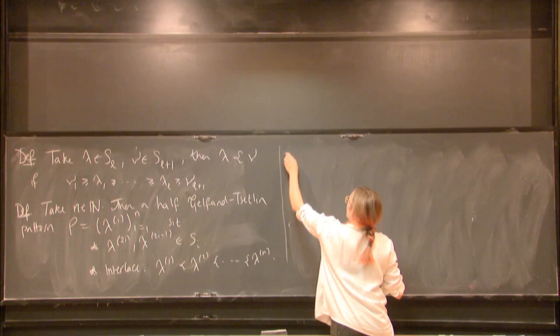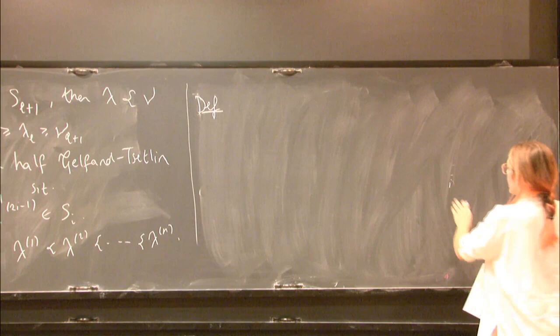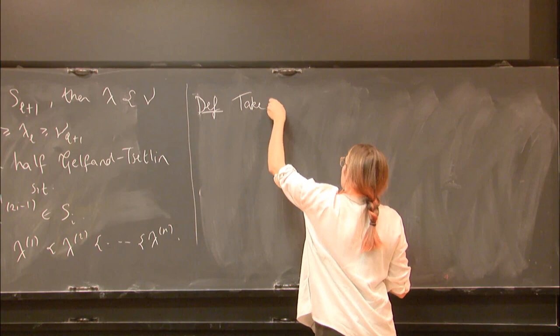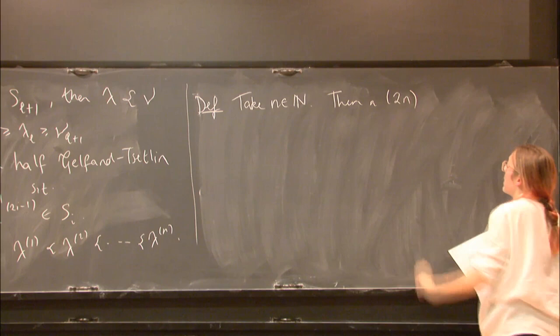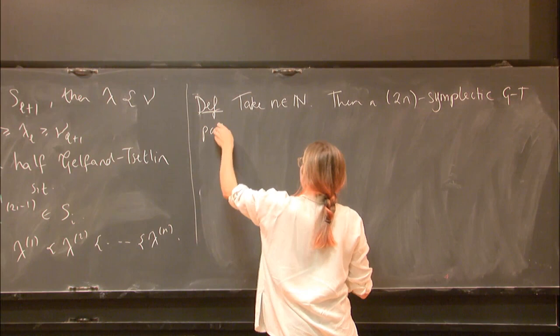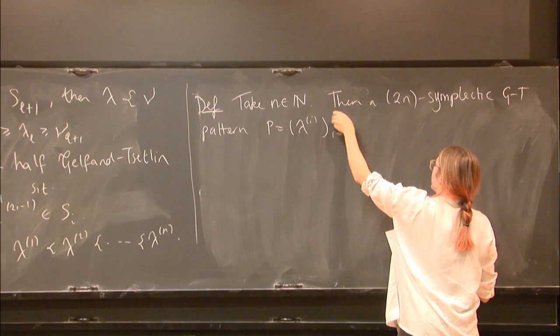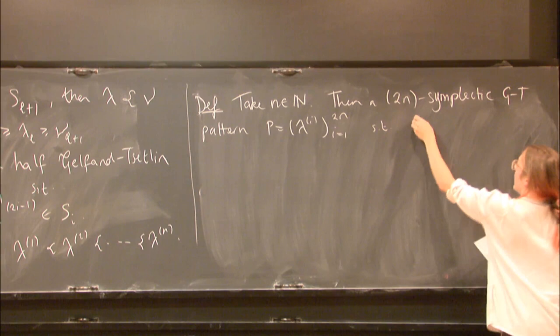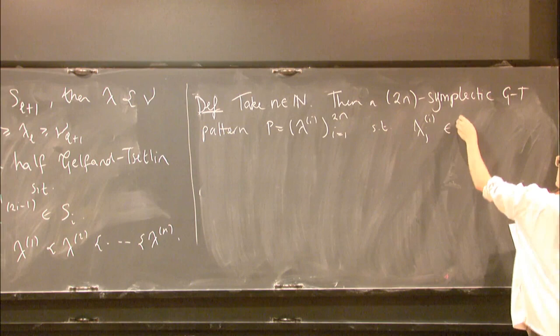I'll define just a symplectic pattern. I'll comment on what an orthogonal pattern is and how it varies, but let's just give a symplectic pattern. So again, take some natural number n. Symplectic patterns are always even, so a 2n symplectic Gelfand-Zetlin pattern P. We have 2n signatures such that every element is in fact an element of a partition. So these are all non-negative integers.